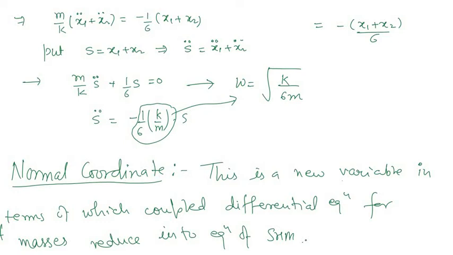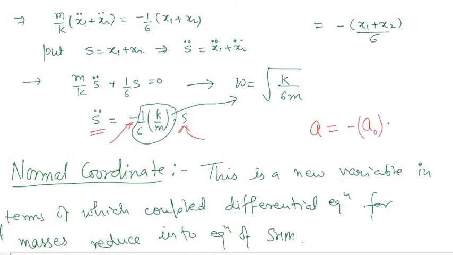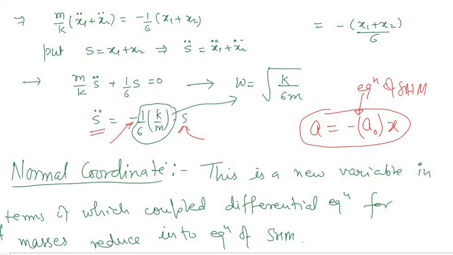simple SHM. See that the acceleration of s is equal to a negative sign and this displacement is x. You know that when a is equal to minus of some constant a naught times x, this is the equation of SHM. So similarly here x is defined by s, so normal coordinates give you the equation of SHM here.